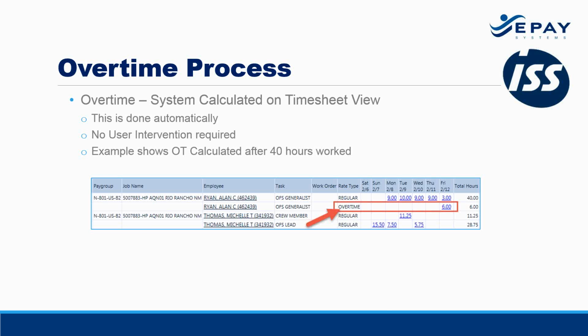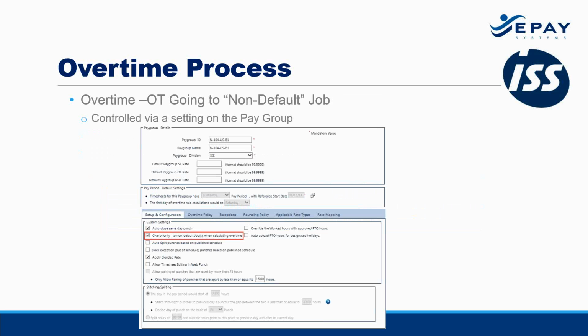To that point, there is also a setting on the pay group level that we have set up as our default when we set up a pay group. It's called give priority to non-default jobs when calculating overtime. What that basically says is the priority is going to go to those jobs that are not part of his default job, and give those jobs the priority of gathering up all of those overtime hours first before the overtime is spread onto the normal employee's default job.